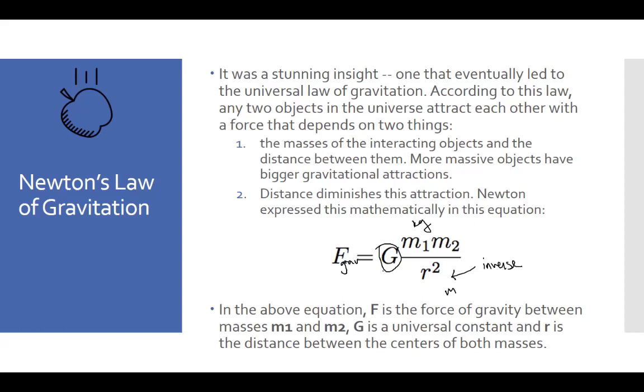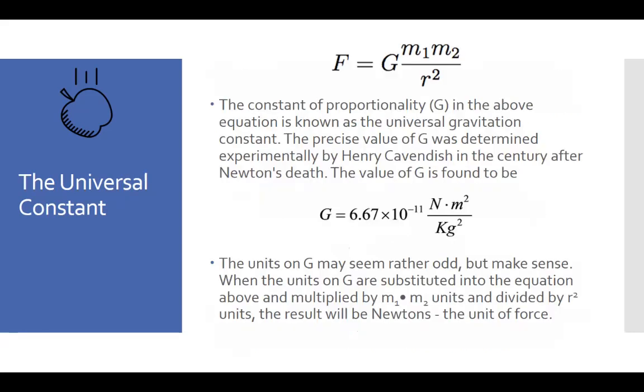Okay, so G represents the universal gravitational constant, and that plays a big role when we take a look at this equation. So the constant of proportionality is going to be something that ties the force to these terms that Newton came up with. And the exact value of this number wasn't determined until after Newton's death by Henry Cavendish. You may have heard of Cavendish laboratories, that type of thing. And those are what it's named after.